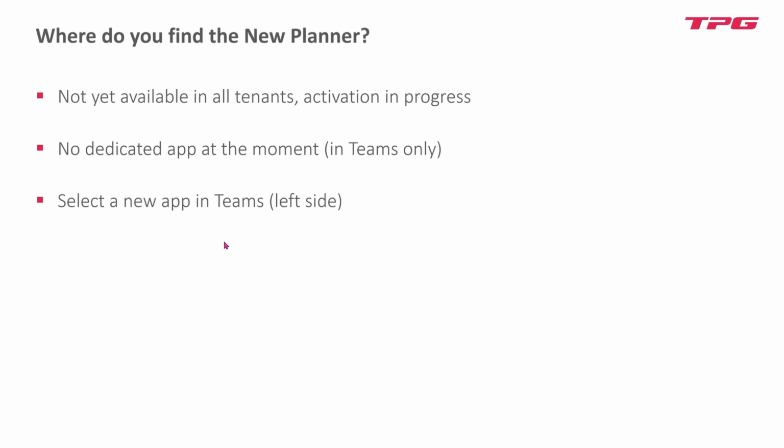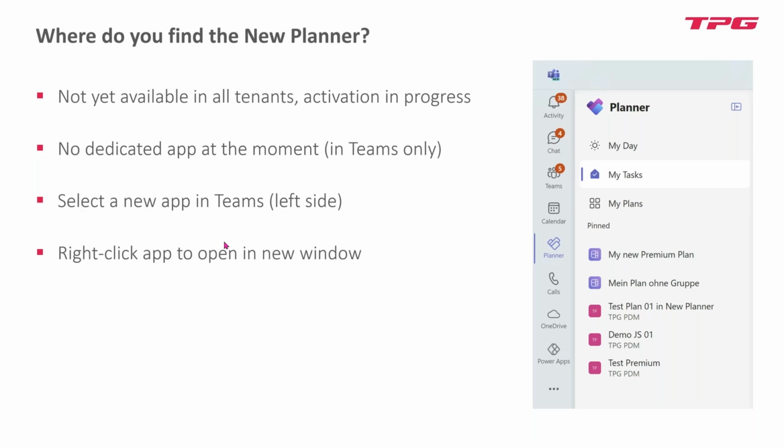In Microsoft Teams, you can select a new app on the left side in your menu, where you find all these different apps and applications. You can also right-click to open a new window. At the end of the day, it looks like this. Once you open it, you should see the Planner with the icon. The first three bullet points on the right are my day, my tasks, and my plans. That's something we're going to look into in some detail in the next roughly 30 minutes.